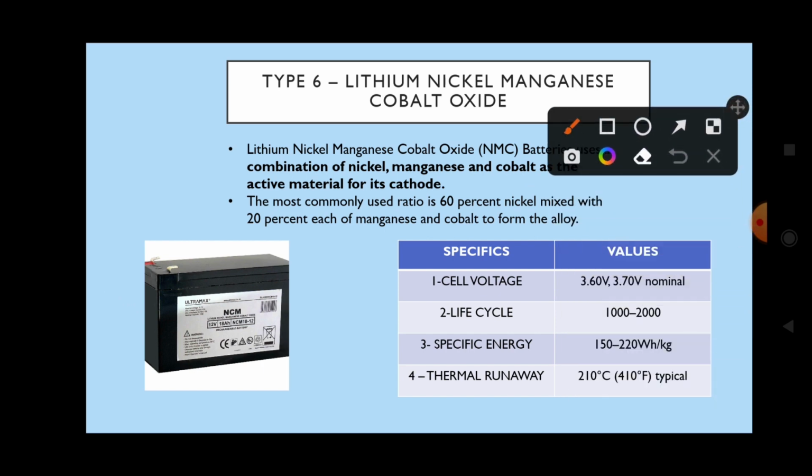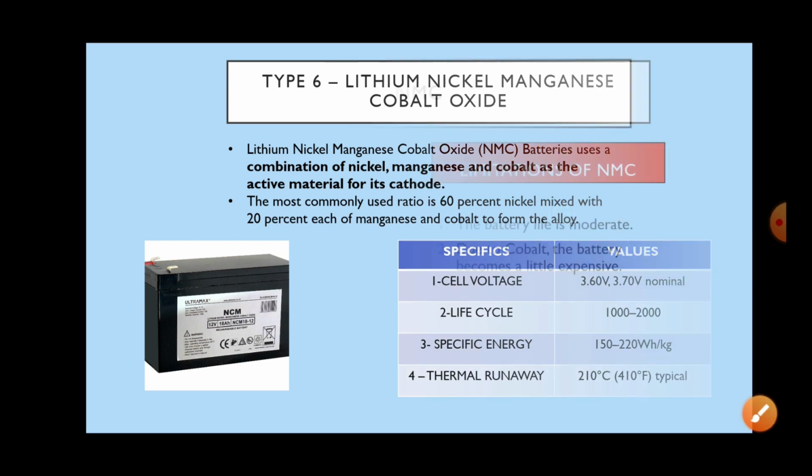The cell voltage is 3.60 volt to 3.70 volt nominal. Life cycle is 1000 to 2000 cycles. The specific energy is 150 to 220 watt hour per kg, and the thermal runaway is 210 degrees Celsius, which is considerably higher. Let's move ahead.